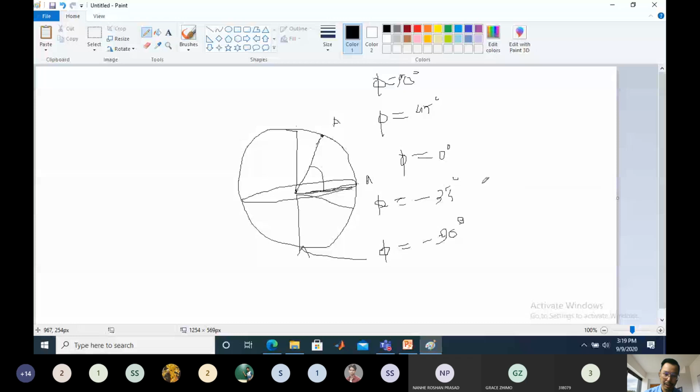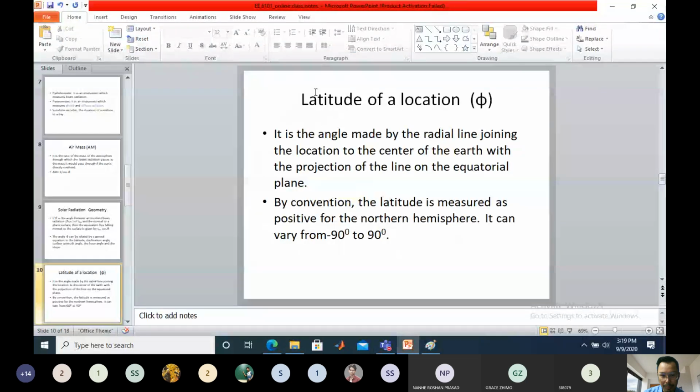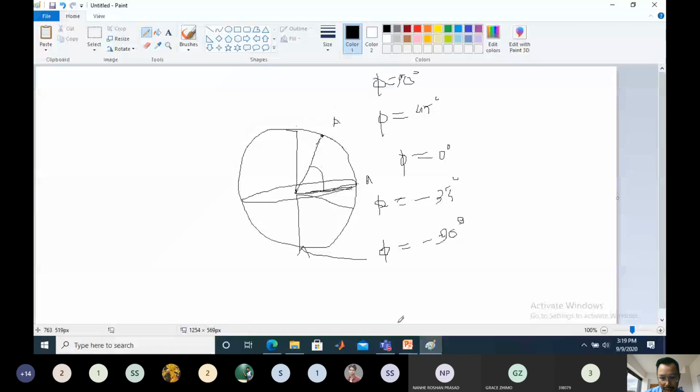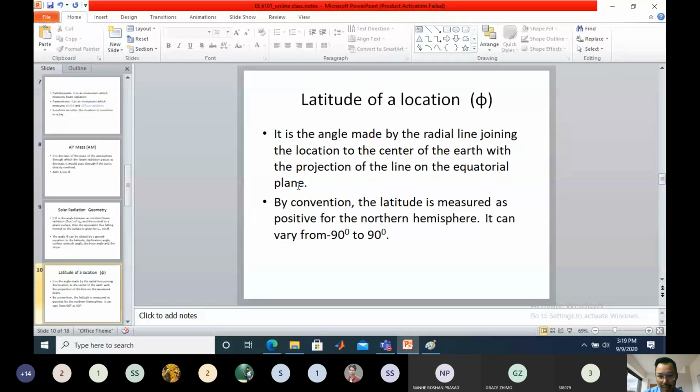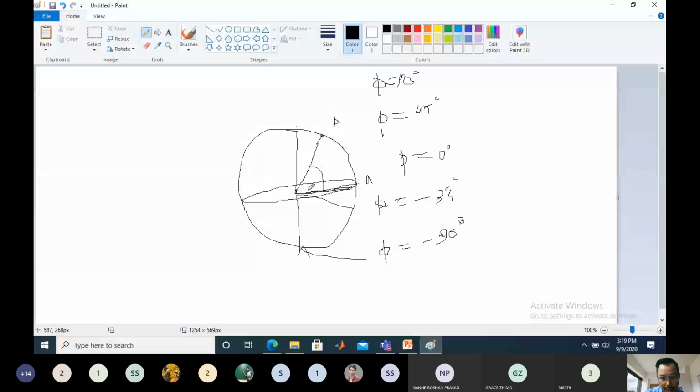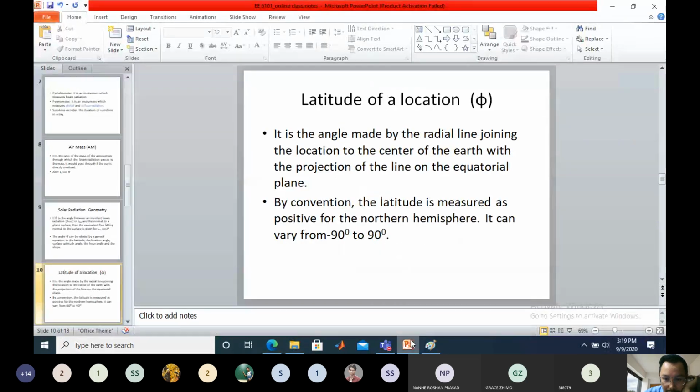Anyway, like this. Okay. So let's see the definition again. By joining the center of the Earth with the projection of the line on the equatorial plane. That means this one, this. And when it is projected here, it will be this angle. This is phi. That's why it's saying that it can vary from minus 90 degree to 90 degree. Fine. This is quite clear.